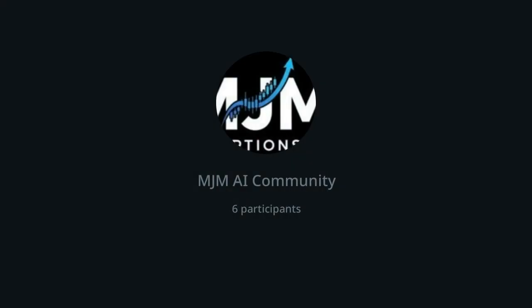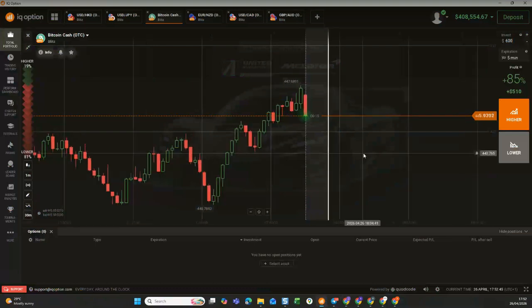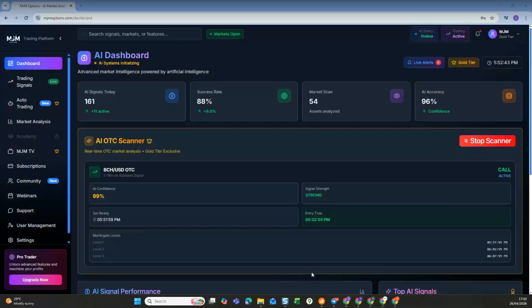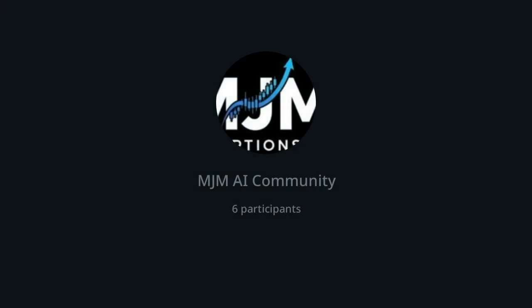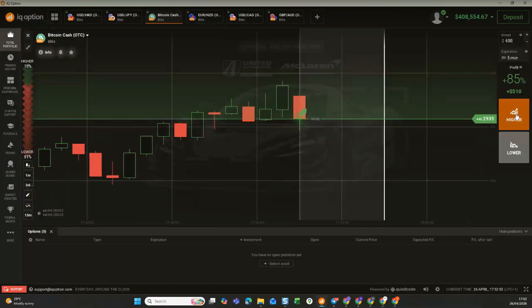Now, what time are we buying? We're buying at 5:52:59. So that's less than 10 seconds to go. 59 seconds, 5:52:59. That's when we're buying. 51, 52, 53, less than 10 seconds to go. 54, 55, 56, 57, 58, 59.